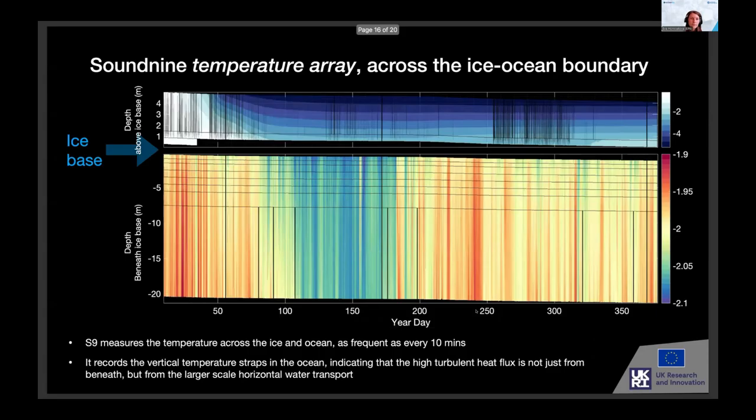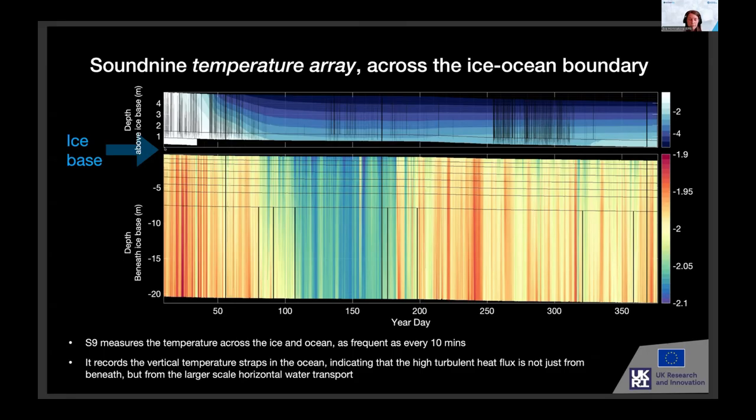And so with our turbulence data, now we know that in year day about 220, which is the August bit, we have the warm water intrusion. And then we get back to another data set that I'm showing here, which is the SAO9 temperature array across the ice ocean boundary. So this is a little bit complicated with the 0 y-axis here as the ice base.